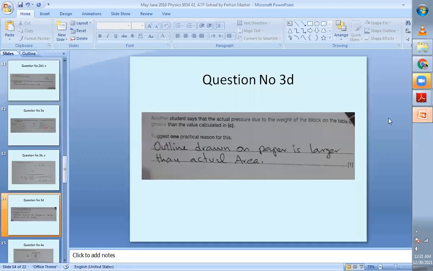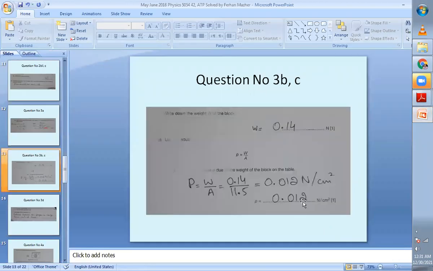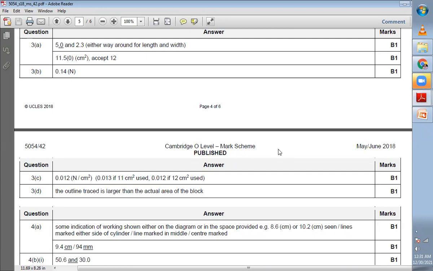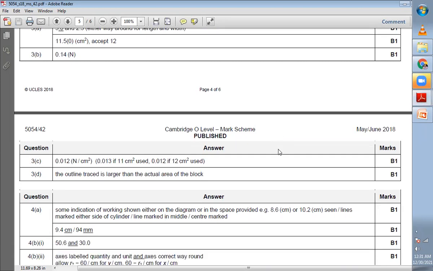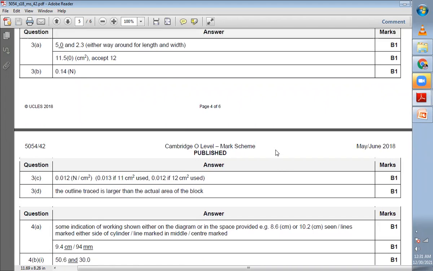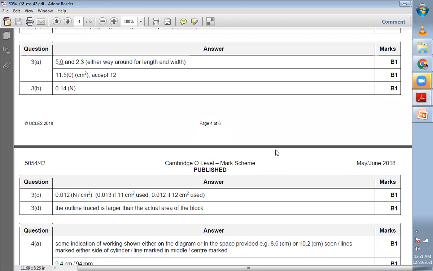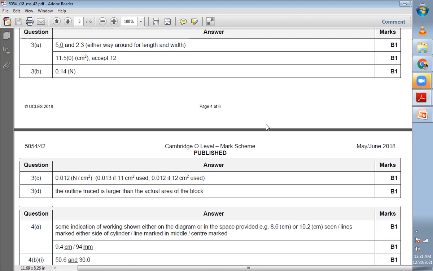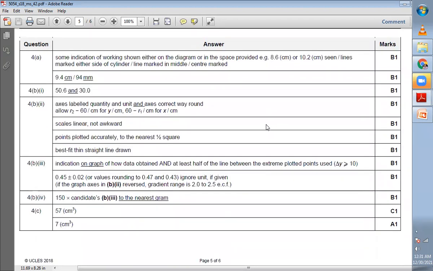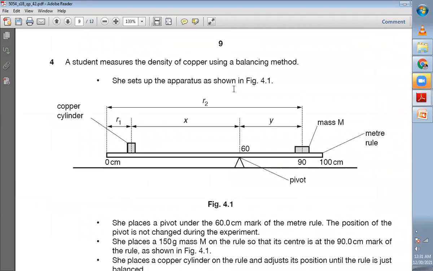Okay, so let me see. Our answer is the same. Yeah, 0.012. Okay, so our answer is right. Okay, so then he says the outline traced is larger than the actual area of the block. So that was the question number 3. The whole question's answers marking scheme is showing up on your screen. You can pause the video and you can take your time with this marking scheme. To check your answers yourself and compare your answers with the marking scheme is very, very important. Okay, so let's move to the next question.